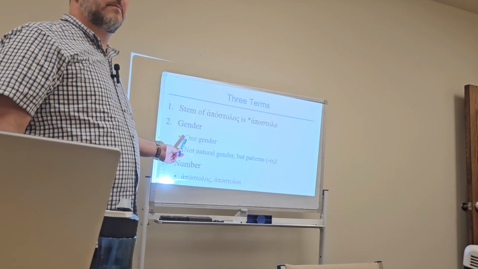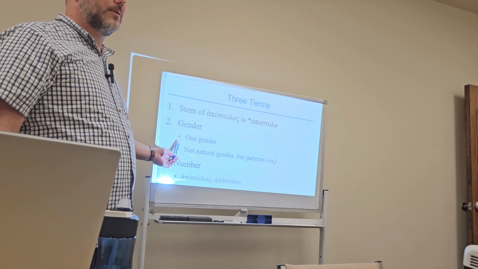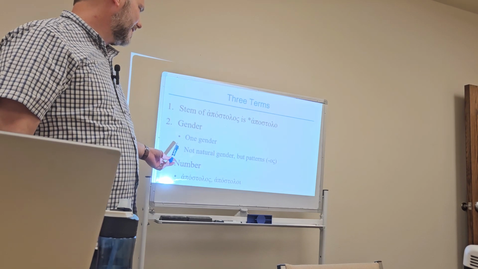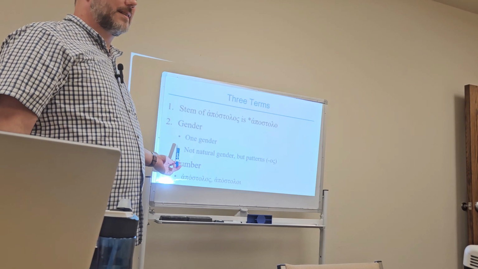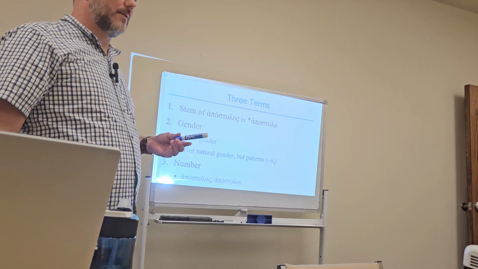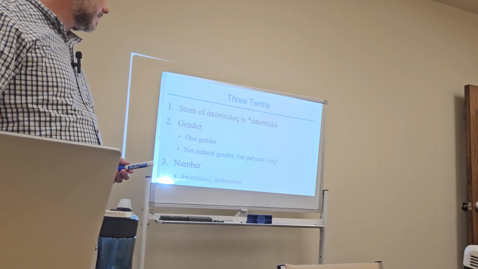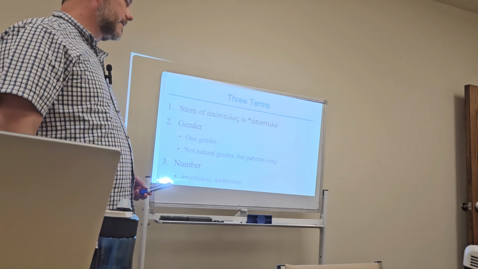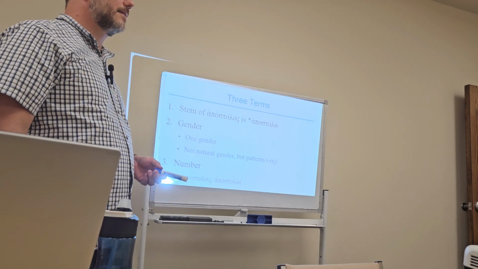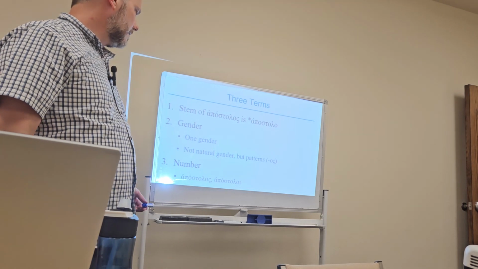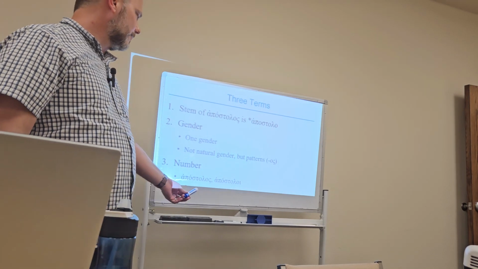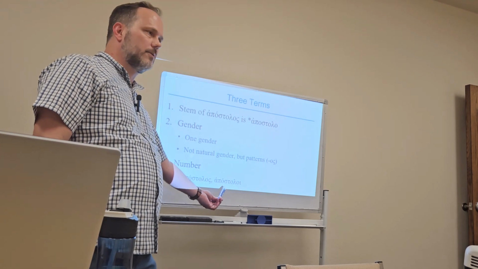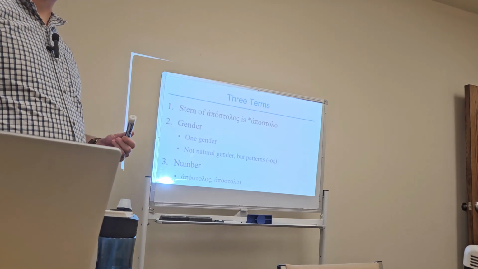Each noun will only ever be assigned one gender. So we have no gender fluidity in Greek. And this is not natural gender, as in referring to male and female sexual functions, but linguistic gender. And then, exactly like Spanish, except Spanish does not have a neuter gender. And here we also have number, because here we have the plural, the nominative plural of apostolos is apostoloi.